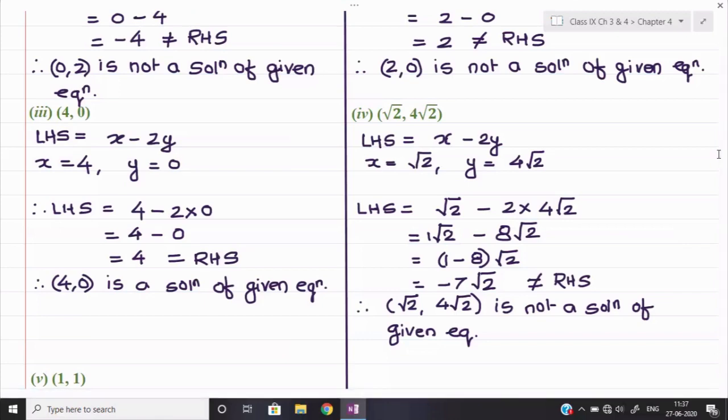Okay, so you see 4 comma 0 has satisfied the equation completely, meaning when you kept the value of x equal to 4 and y equal to 0, we got the right hand side. So suppose in a question it is given that 4 comma 0 is a solution, then in that case we shall assume that if I put the value of x equal to 4 and y equal to 0 in the equation, LHS and RHS will be equal. This concept will be useful for us in the next question where some unknown value we need to find out. Let us see question number 4.